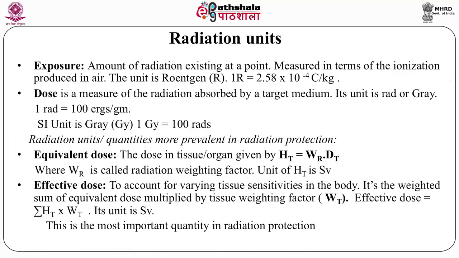And this is the quantity that is of very high importance to us. The unit for this has been called the sievert, or in short, Sv. This is the most important quantity in radiation protection. The quantity is effective dose and its unit is the sievert.